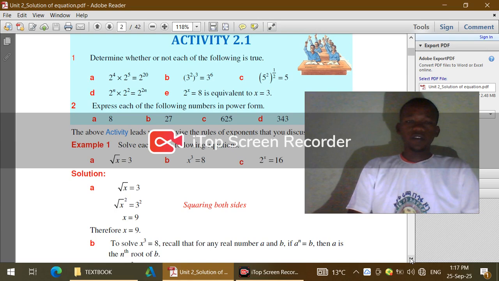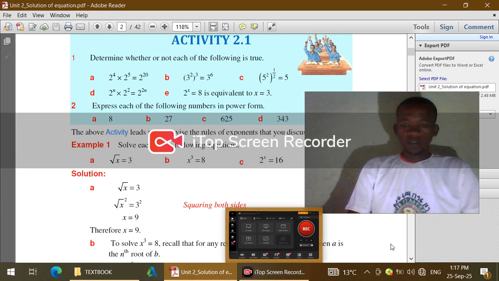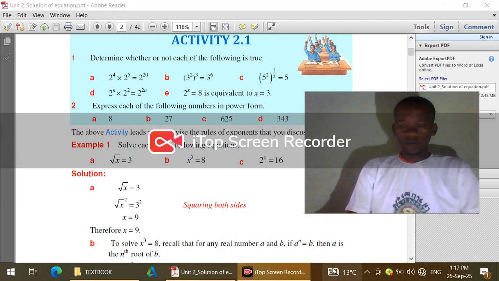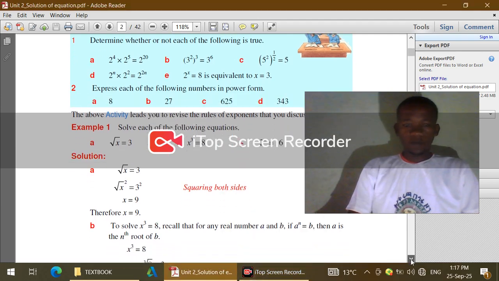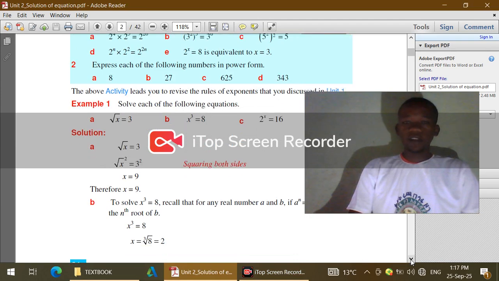You have to square both sides. That means you square this radical and this 3. When you square the radical, the power and the root cancel each other, so x remains with power 1. And 3 squared becomes 9. So this is how to solve it. This is a short and precise method of solving equations involving radicals.